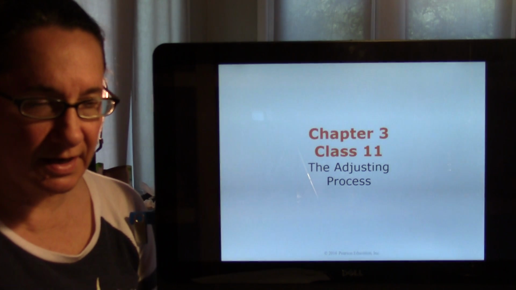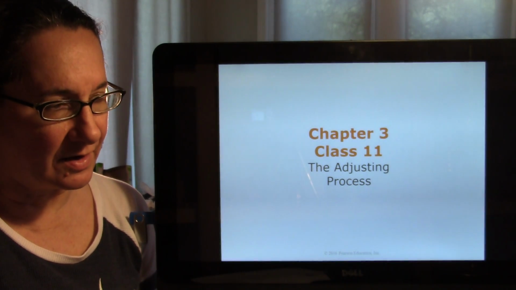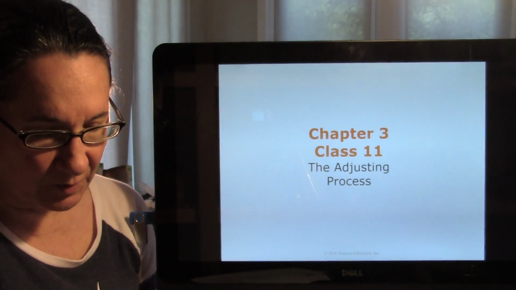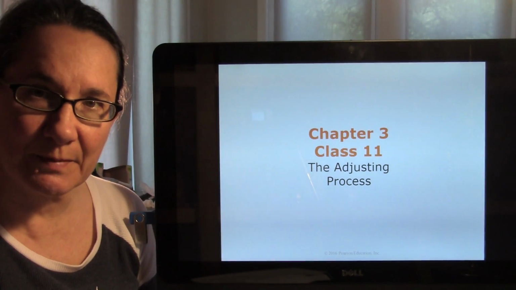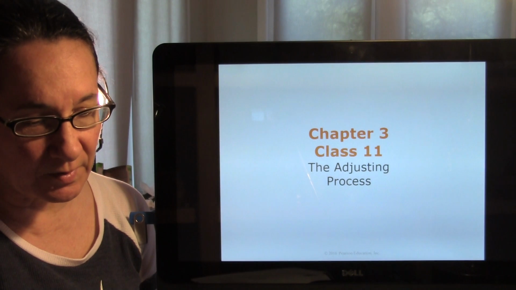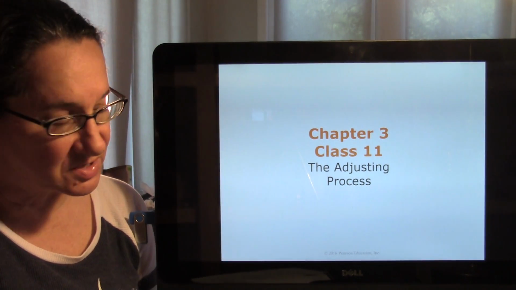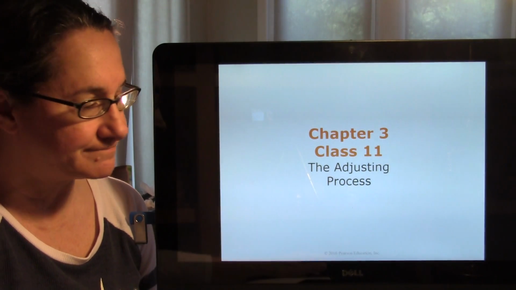So once we figure out what entries need to be done and we put them on the books, there's another thing we need to do. We need to make sure that we balance. So that's what we're going to do. We're going to talk about the adjusted trial balance next.